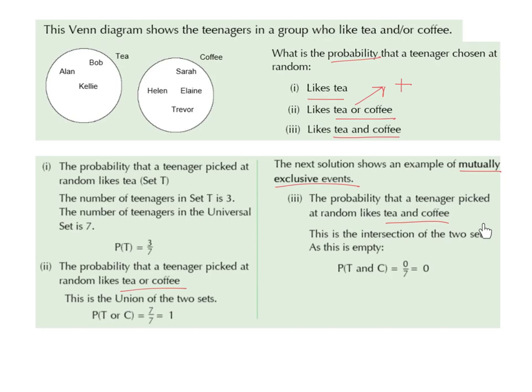This is the intersection of the two sets. While there is no intersection, the two sets do not overlap. So the probability that they like tea and coffee is going to be 0 over 7, which gives us a probability of 0. So there is no chance, there's a 0 chance, 0 probability, that in this particular example there is a teenager that likes both tea and coffee.